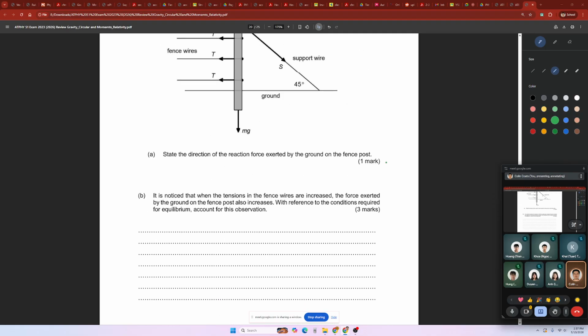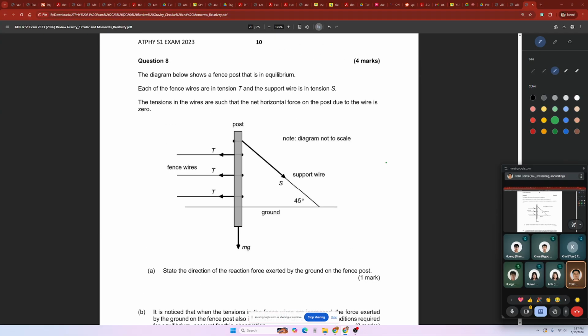Okay, now this is a good one for understanding the principles. The diagram shows a fence that is in equilibrium. We know there's equilibrium here. Each of the fence wires has tension, and the support wire has tension S. So these ones are the fence wires, and this is the support wire. State the direction of the reaction force exerted by the ground on the fence post. So here's the ground, and we want to know what direction the ground is doing.